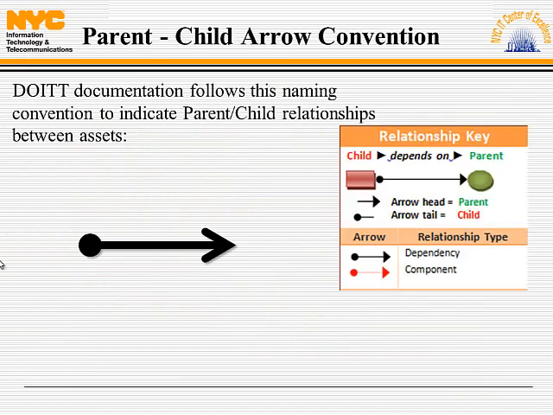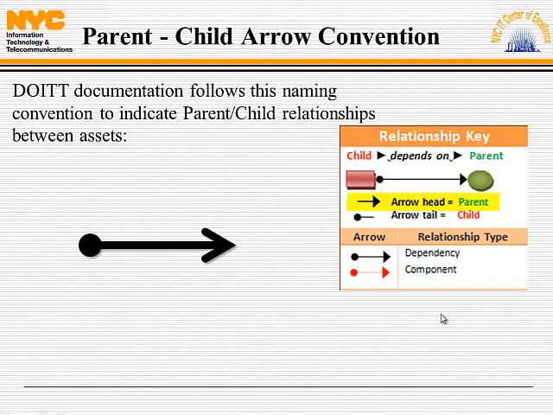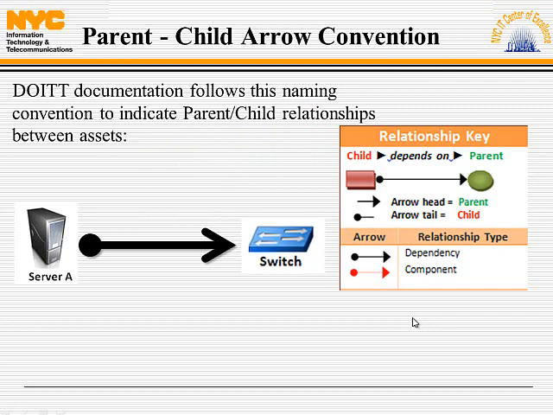Next, parent-child arrow convention. On the right-hand side is the relationship key. If you look to the top, it says child depends on parent, and the arrow is used to denote this, where the tail of the arrow is the child and the head of the arrow is the parent. So look to the arrow on the left, the big arrow. The tail denotes the child. So let's say I have a server, and server A is going to be related to a switch. So because it's the tail, server A is the child, and if the arrow head is pointing to the switch, that makes switch the parent. So just pay attention to that convention when you see the round base of the tail and the head for the parent.